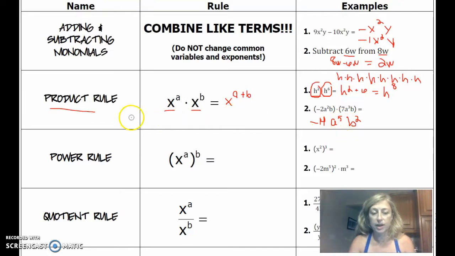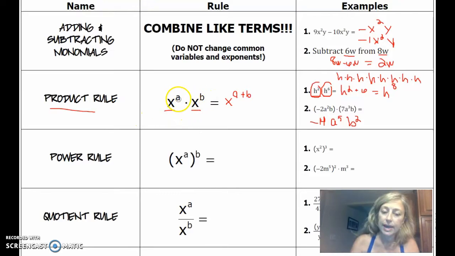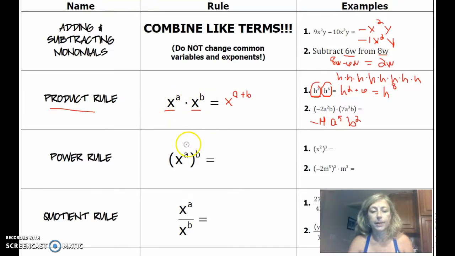So remember the product rule. If the bases are the same, you just add the exponents when you're multiplying them. Now the power rule is a little different. This is a power to a power. So you're taking that power that many times. So this time, instead of adding them, because I'm not multiplying, it's a power to a power. That means I'm going to do 8x to the a times b.